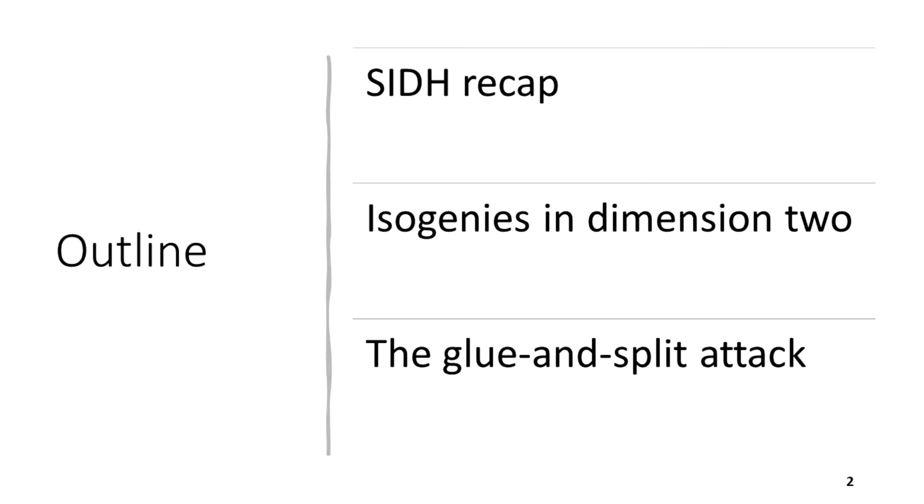Okay, so the outline is pretty similar: a very brief recap of SIDH in a couple of slides just to get everybody on the same page. Then isogenies in dimension 2, but we're going to have some talks about that as well. And then in the end, the 2-dimensional isogenies will lead up to the glue-and-split attack in some sort of natural way, if you wish.